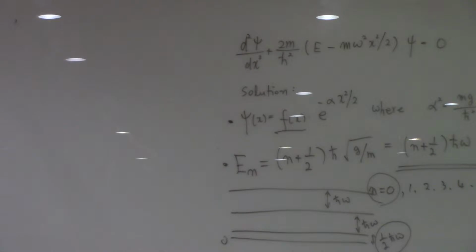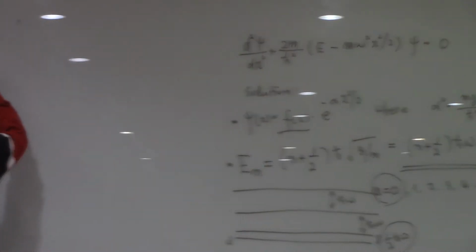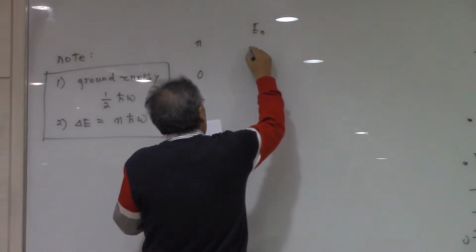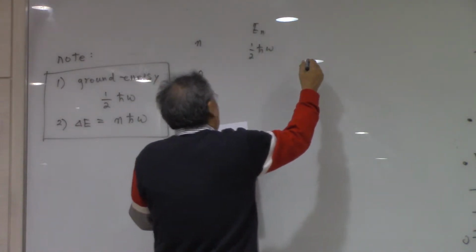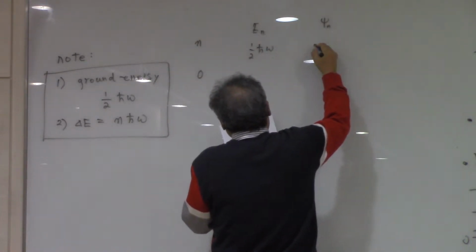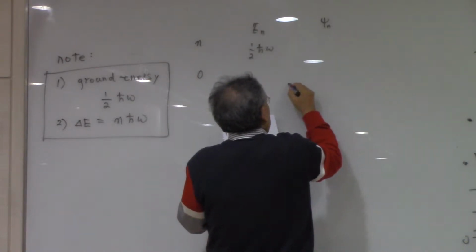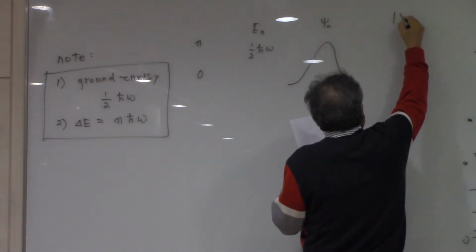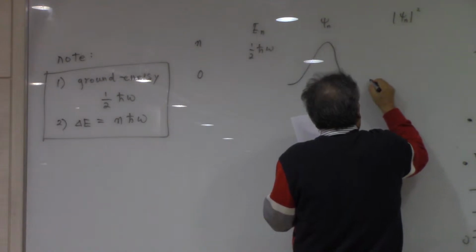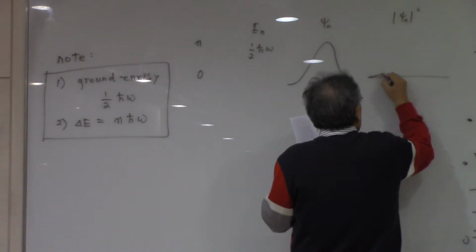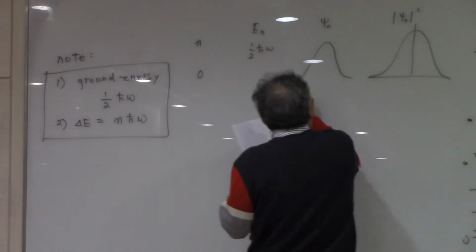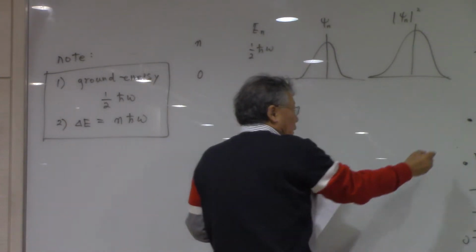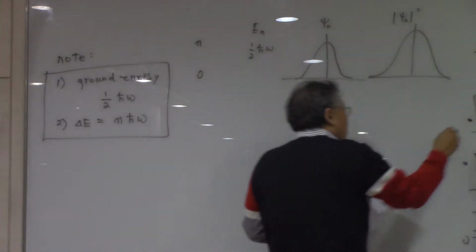then say n = 0, the ground state, the eigenvalue is half h bar omega. The eigenfunction is something like this, okay? And then the probability of finding a particle is going to look just like this, okay? That is the plot of this equation, okay?